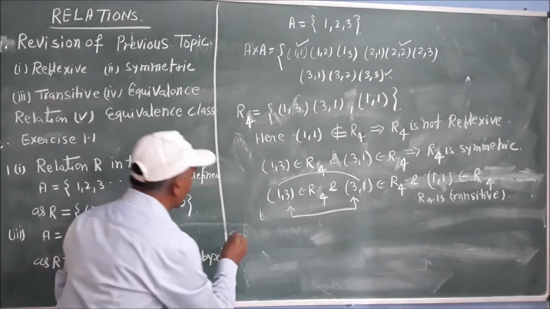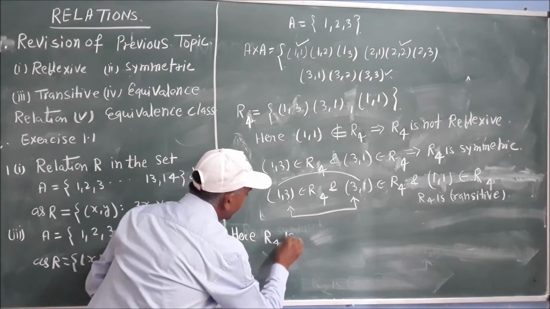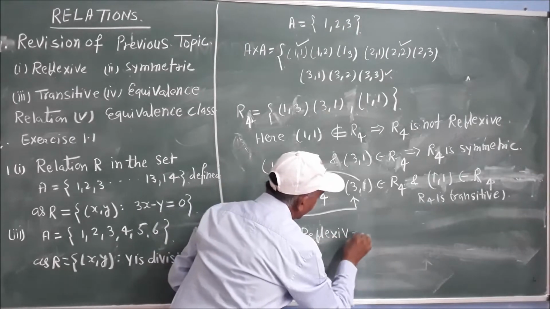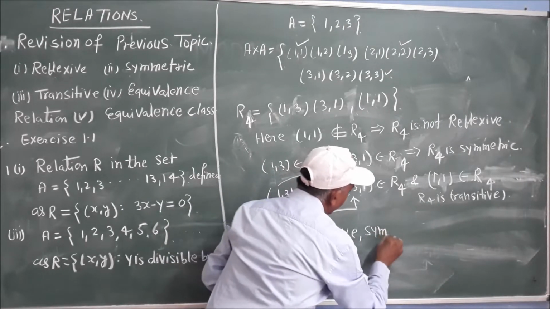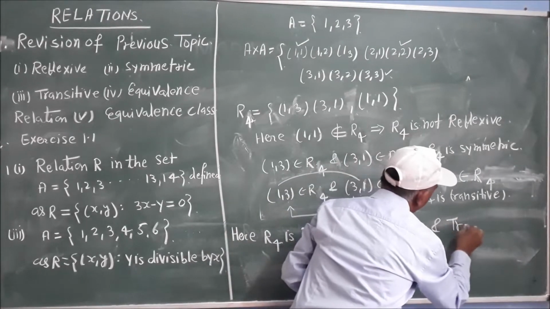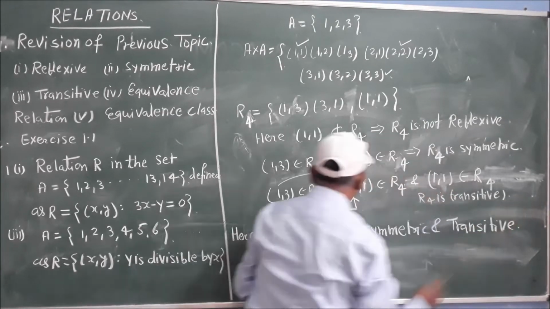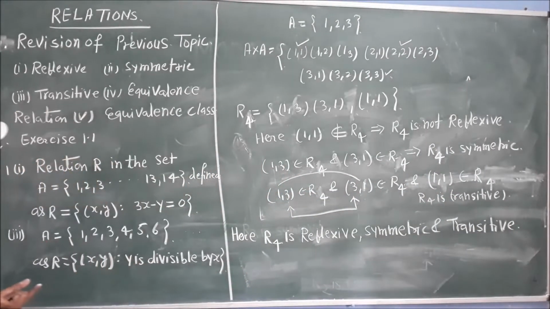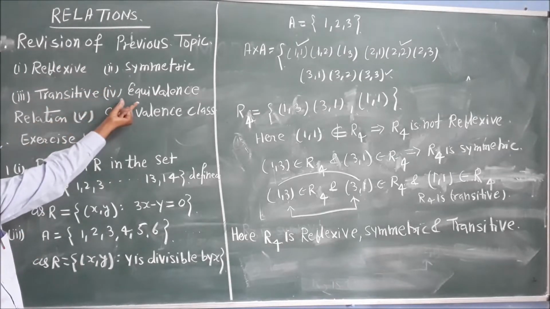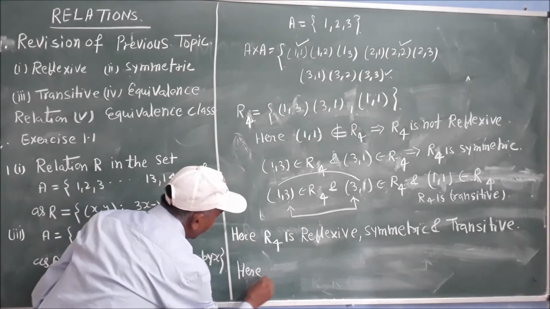So we can say that here R4 is reflexive, symmetric and transitive. If a relation holds all three properties of relation, that is, it is reflexive, symmetric and transitive, this type of relation is called an equivalence relation. So here you can say R4 is equivalence.